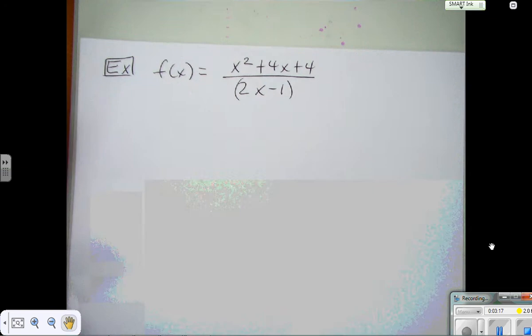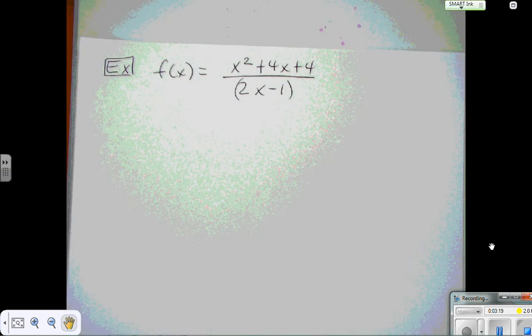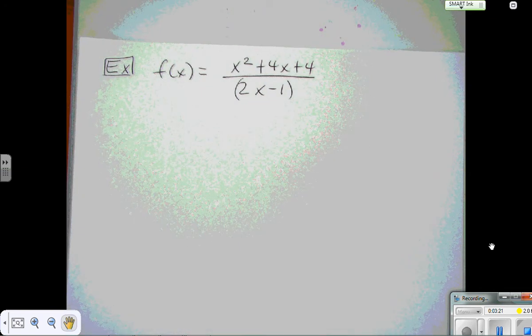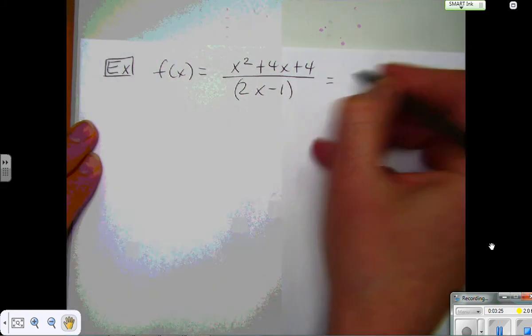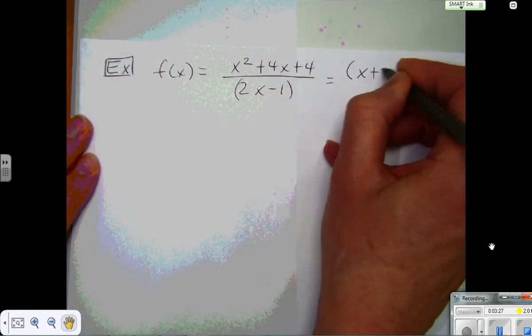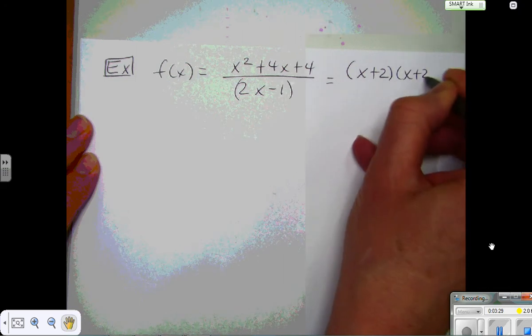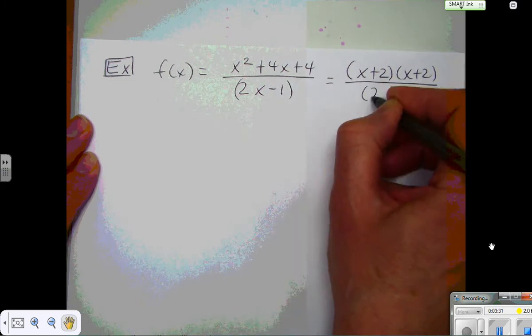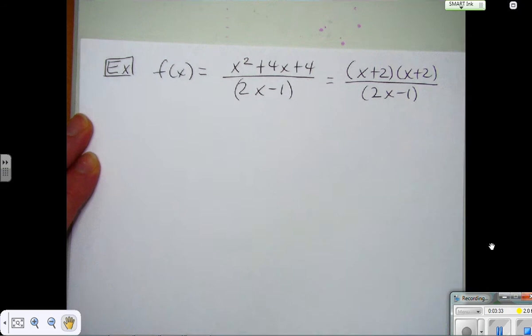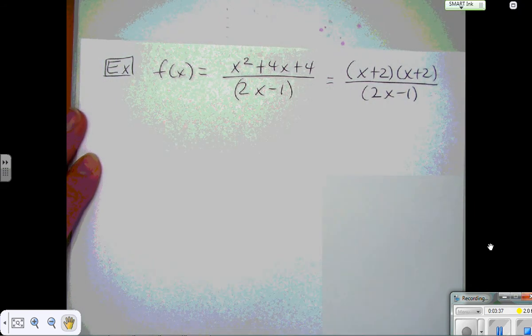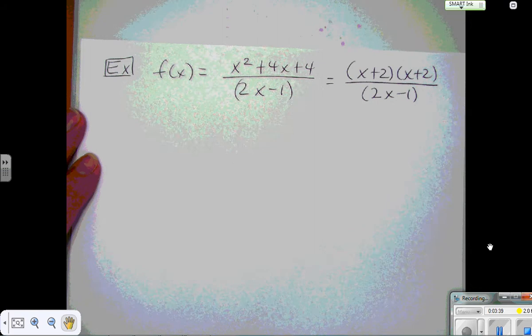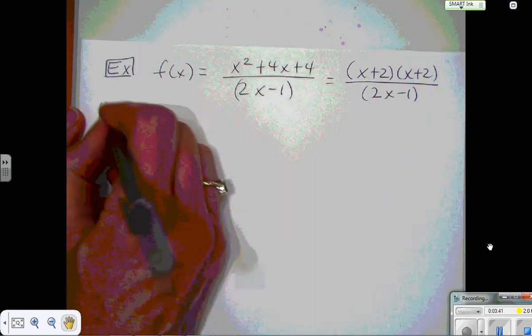Okay, so I want to factor if I can factor. Can that numerator factor? Oh, yeah. Okay. x plus 2 times x plus 2, right. So can anything be reduced out? No. So it's not going to matter. No holes. And there's no holes. No hole. Okay, so we could write that part down.